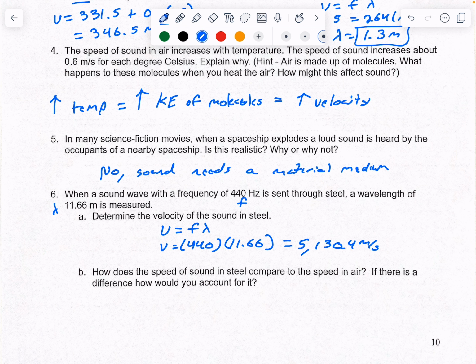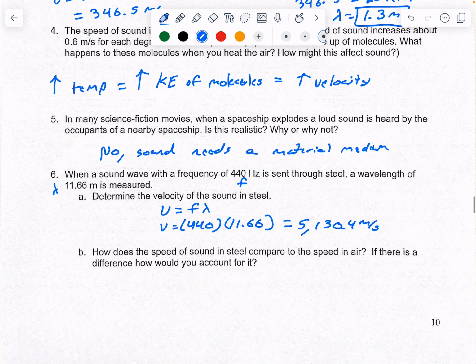is right around that 340 range, average-ish. But now we're talking about a sound wave that can move over 5,000 meters per second. Okay, so remember we talked about air is very poor at transferring sound because the molecules are very spread apart. In a dense, hard material like steel, molecules are densely packed.